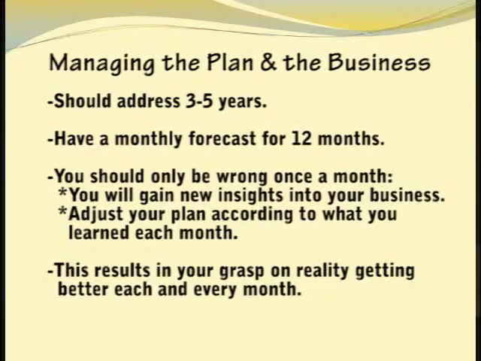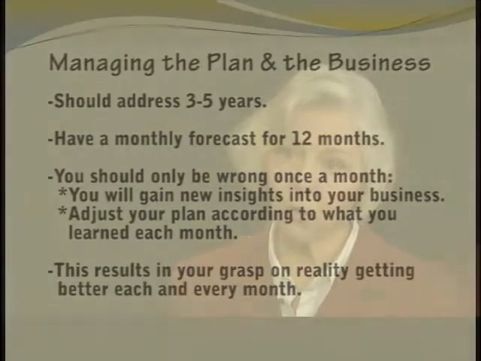Some additional general points that you need to note are: the plan should address 3 to 5 years, depending on what your plans are for the future. You should have a monthly forecast and cash flow for the first 12 months. And to understand, plans are never 100% right, but nonetheless, they are vital to success. You should only be wrong about once a month, and as you monitor your plan versus the monthly results, you will gain new insights into how the business is performing. And you can then adjust the plan and improve the results every month.